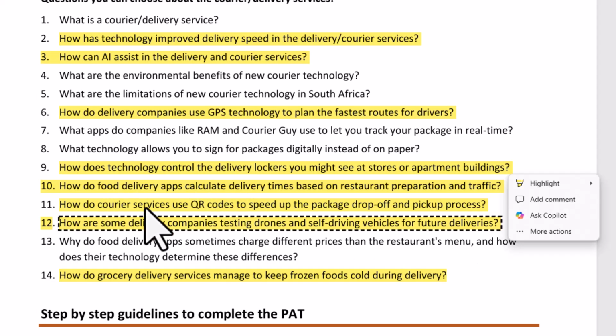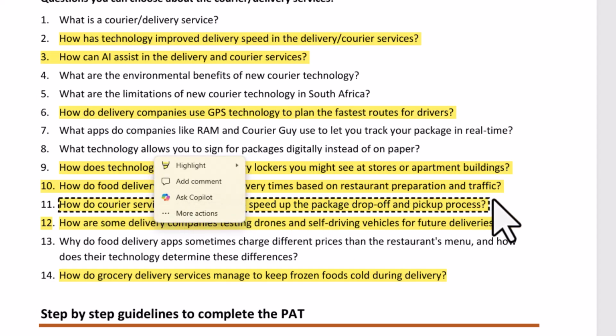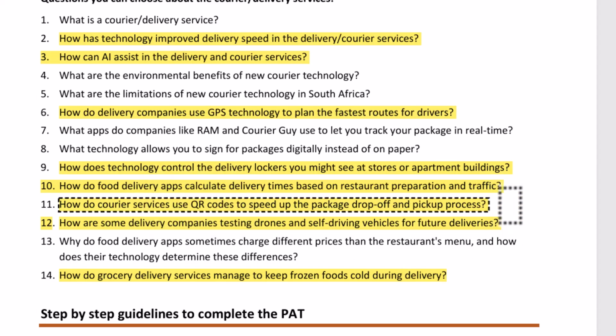How do courier services use QR codes? Okay, I like that one first, because I don't want to focus just on drones. Drones is the delivery mechanism, but there's stuff that happens before, guys. Okay, and I like that. How do courier services use QR codes? Because I'm going to learn a little bit more about QR codes.